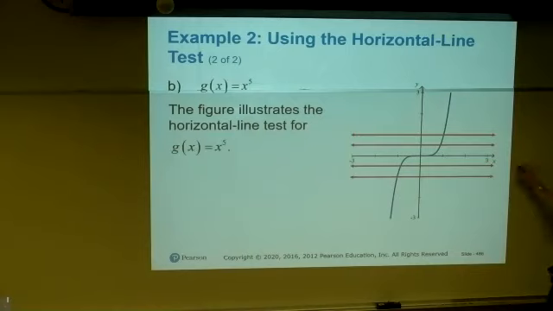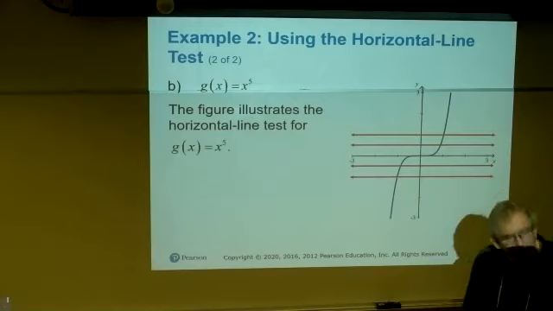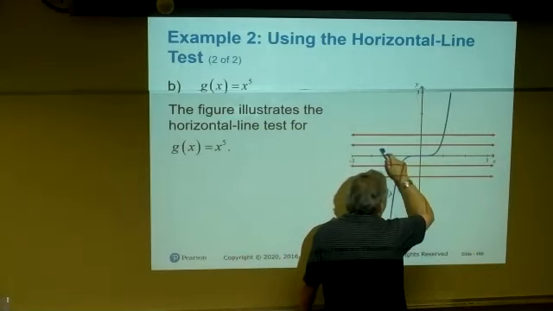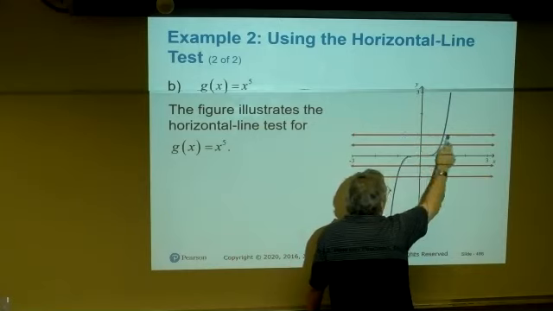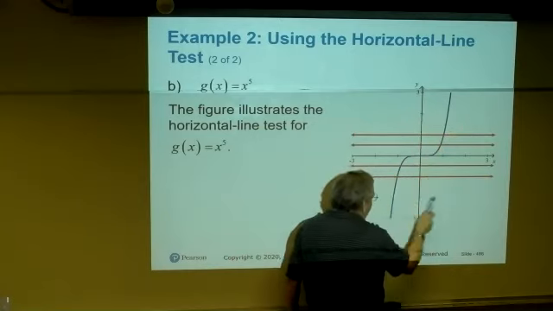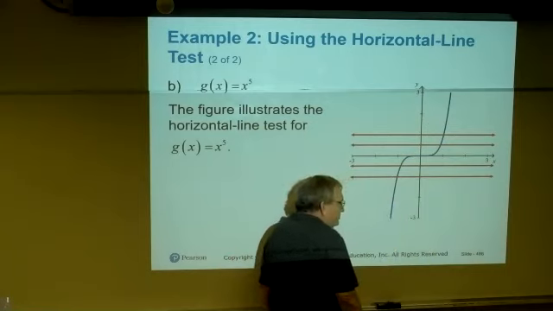This is the graph of x to the fifth. It's very similar to x cubed. But every single horizontal line will intersect this graph at exactly one point. So if I keep drawing horizontal lines through it, it's only going to hit it once.